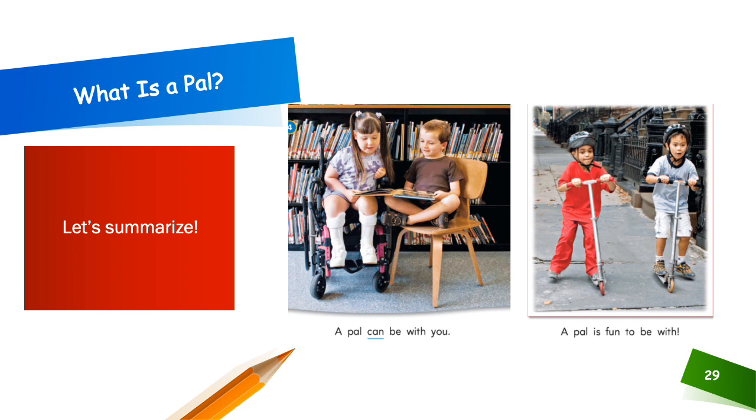Now that we've read a few pages, let's summarize what we've read. I know that summarizing is telling the important ideas of the selection. So far, we've read about pals can be your pet or dad. Pals can help you. And on these 2 pages, it says a pal can be with you and pals are fun to be with.